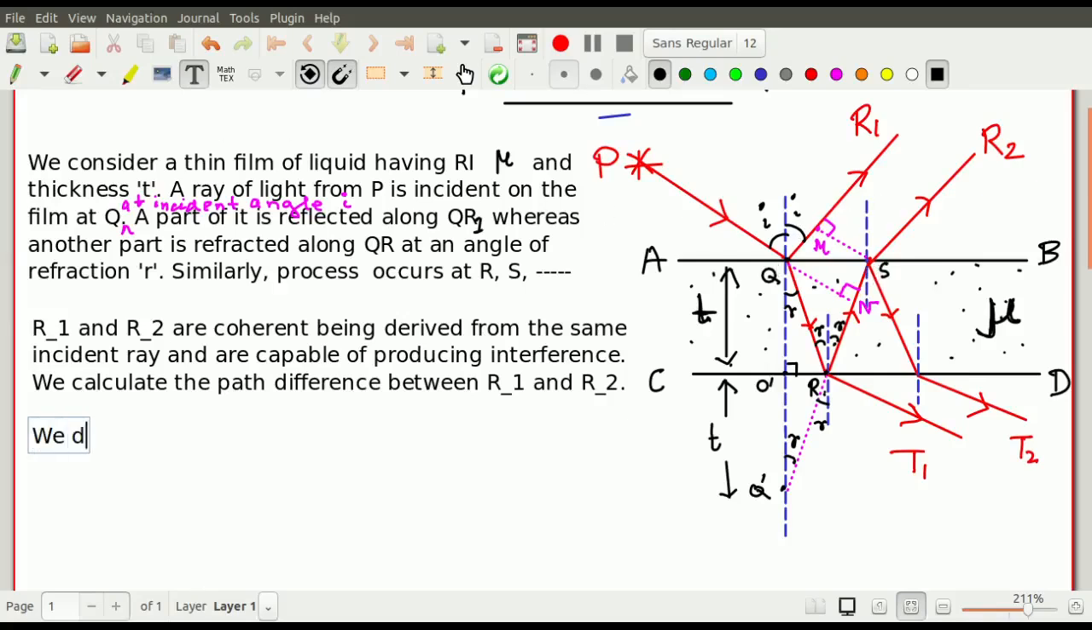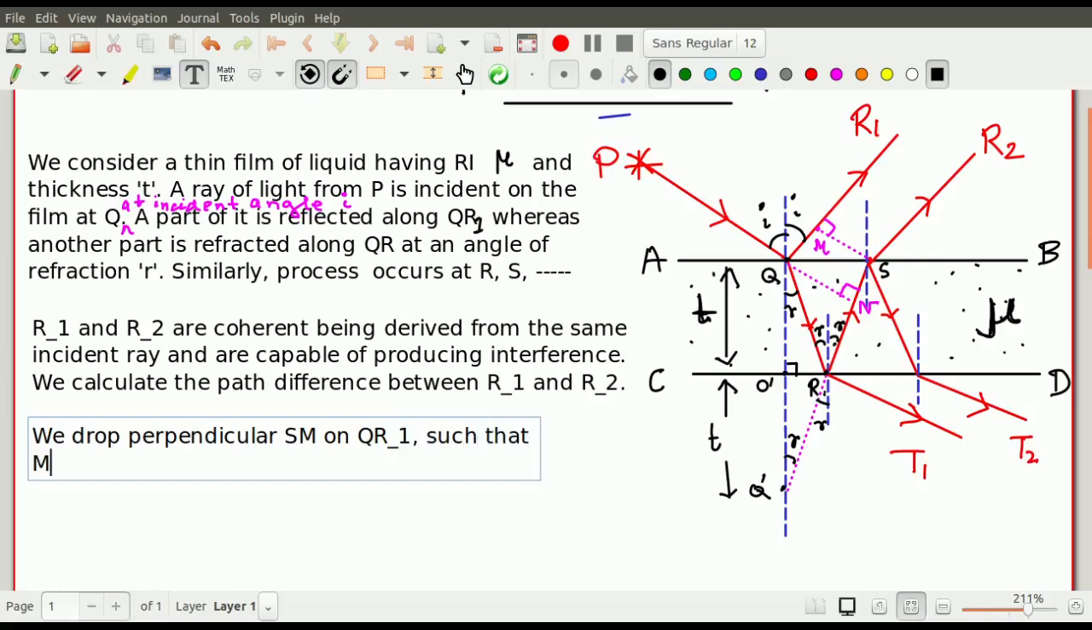So we write it: we drop a perpendicular SM on QR1. So why did I do so? Why did I drop a perpendicular on QR1? We drop perpendicular SM on QR1, such that MR1 is equal to SR2.